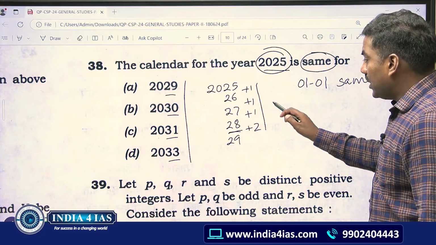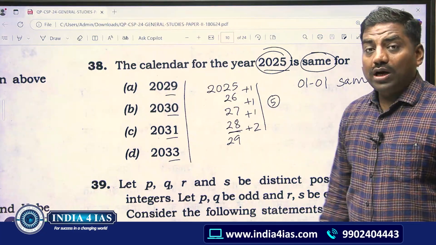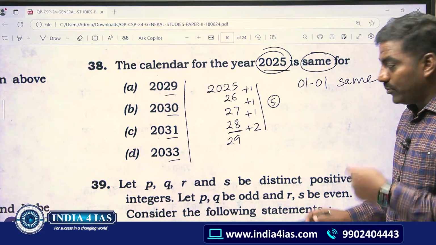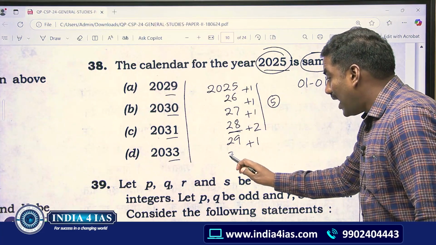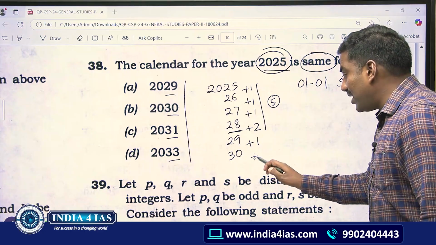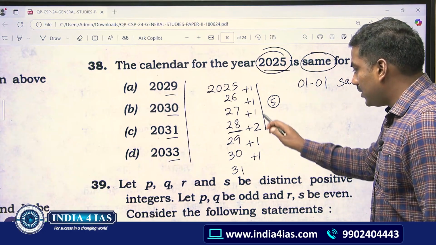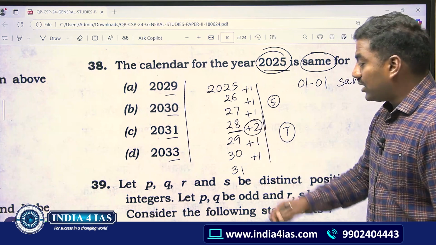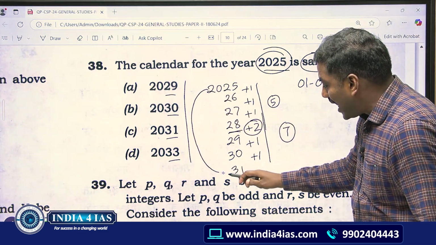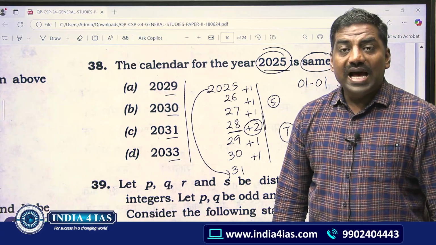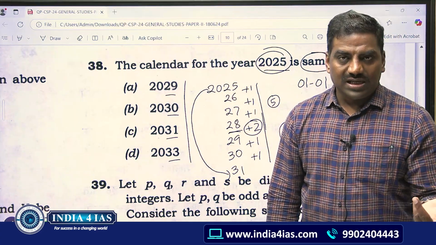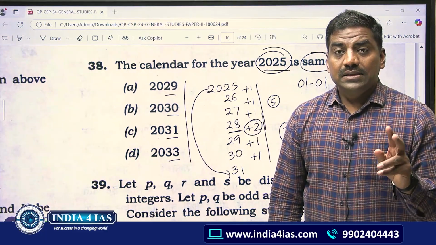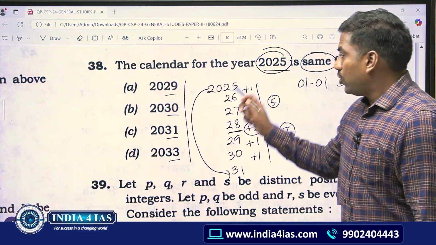So now calculate, there are 5 days. But for a same calendar, this addition has to be 7. So next year when I add, I will land up in 30. Next year when I add, I will land up in 31. See, now the sum is 7. I have accounted for the leap year also. So 2025's calendar will be same as that of 2031 or vice versa. That is, 2031's calendar will be same as the 2025's calendar.